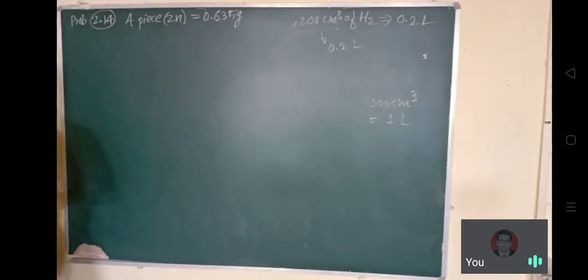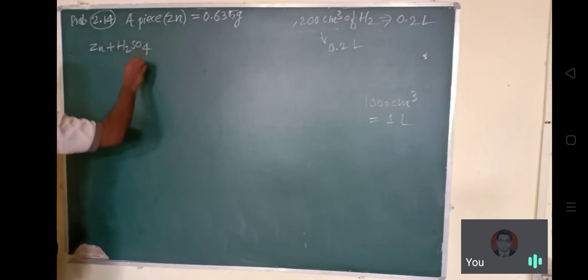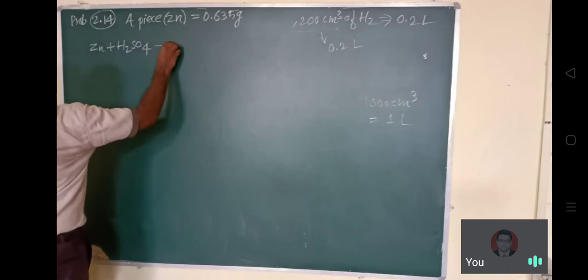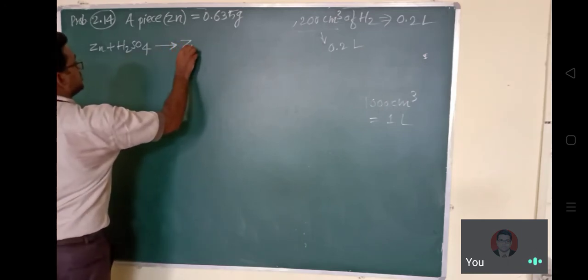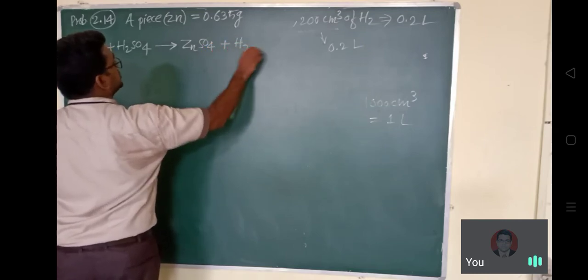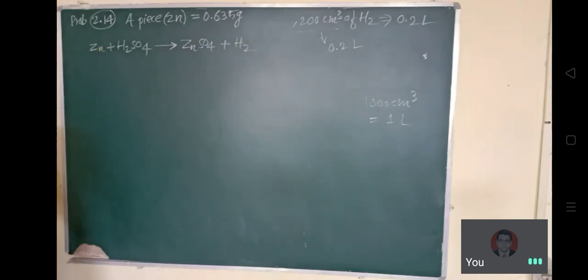Okay, so we have to find out when this zinc is reacting with H2SO4, के साथ जब ये react हो रहा है. This reaction is called a displacement reaction. The zinc will displace hydrogen and it will form ZnSO4, plus hydrogen gas will be liberated. Now we will calculate the mass. The atomic mass of zinc, we know, is 65 grams per mole.